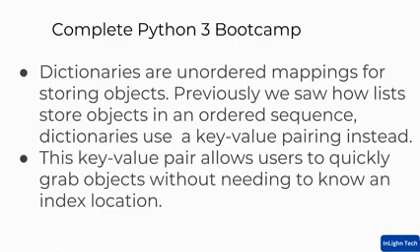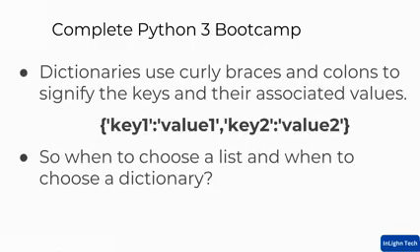Dictionaries are unordered mappings for storing objects. Previously, we saw how to store objects in an ordered sequence using a list. But now, dictionaries will allow us to store objects using what's known as a key-value pairing instead. And this key-value pair allows users to quickly grab objects without needing to know an exact index location. Instead, you just call the key and it returns the value associated with that key.